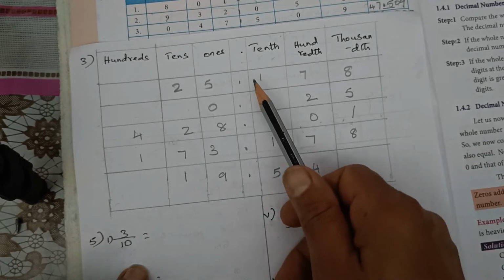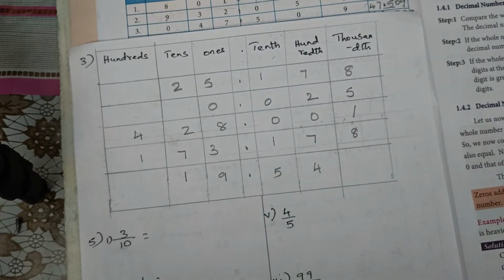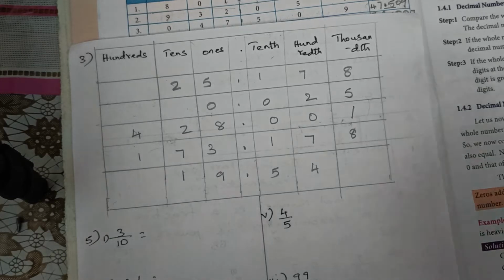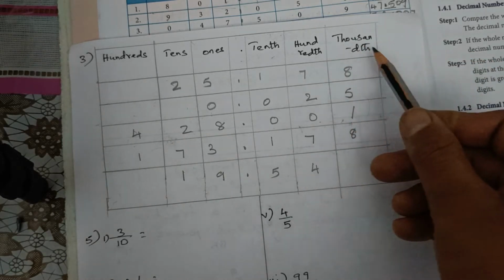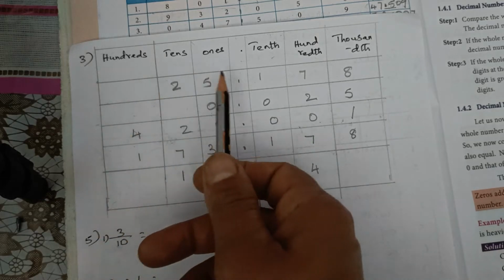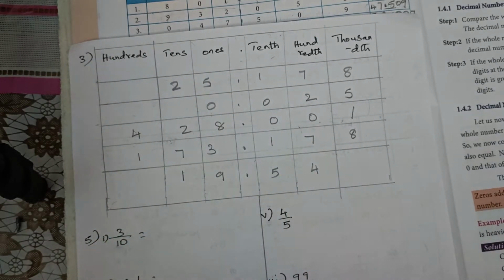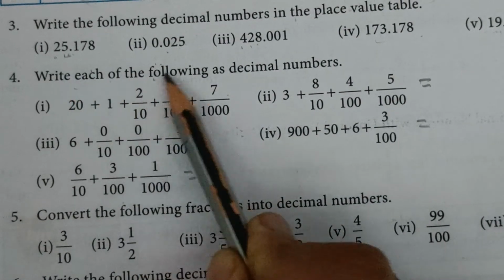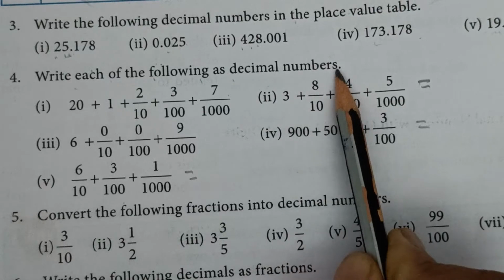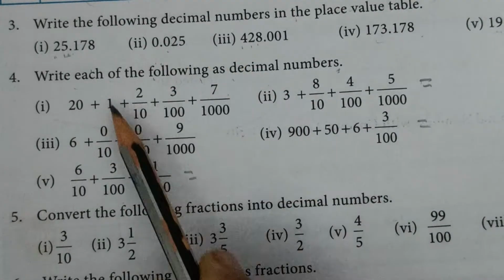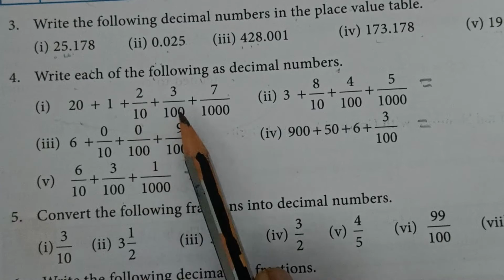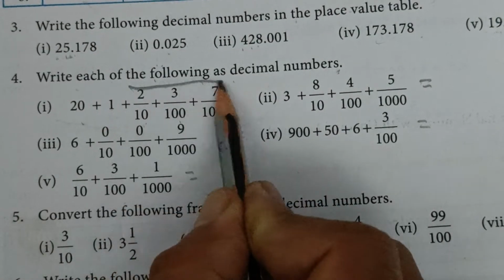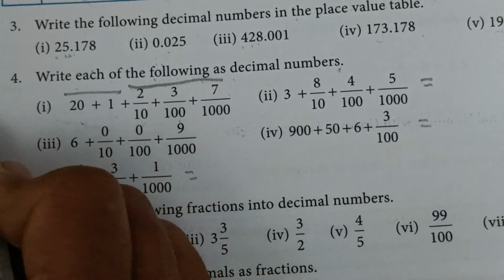So remember the place values. After the point, it is tenth, hundredth, thousandth. That means 1 by 10, 1 by 100, 1 by 1000, dividing by the powers of 10. Left-hand side, multiplying by the powers of 10. Okay. Now question number 4. This is also another simple one. Write each of the following as decimal numbers. We are given an expanded form: ones, tens, tenth, hundredth, thousandth. Once you start the tenth place, this is the decimal part and this is the whole part. So 20 plus 1, I write the answer here.